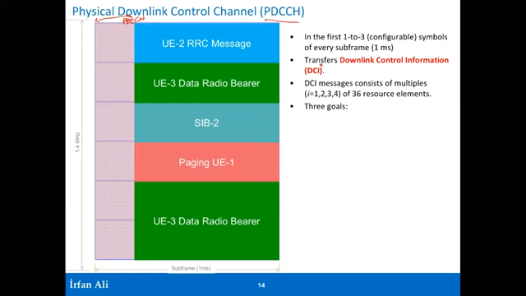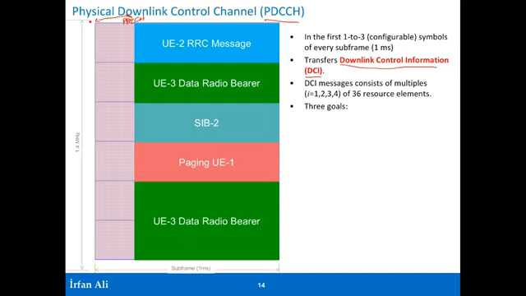This PDCCH carries the information which is called the downlink control information, DCI, and this is the most important information which enables a mobile to decode where information in a subframe is present for it.